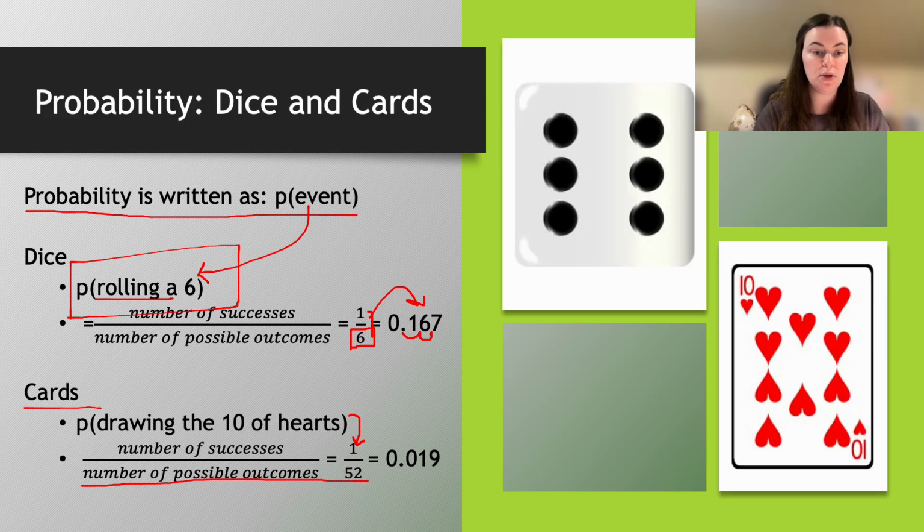So again, all I'm doing is taking my one chance of actually selecting the 10 of hearts and dividing that by all of the possibilities in the deck, which is 52 cards, to get a probability of 0.019. Or if I wanted to convert that into a percentage, I have a 1.9% chance of selecting a 10 of hearts from a standard deck of 52 cards.